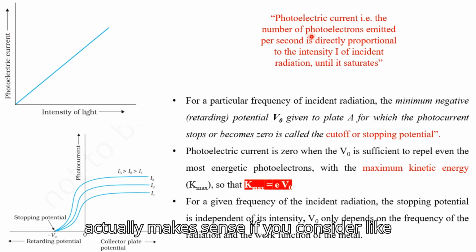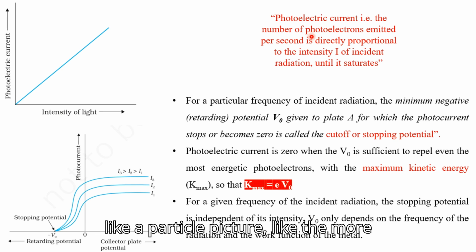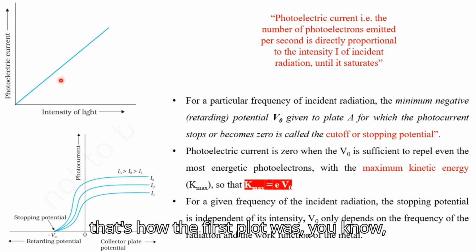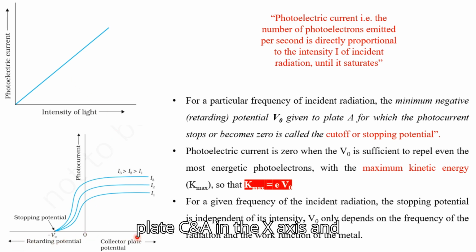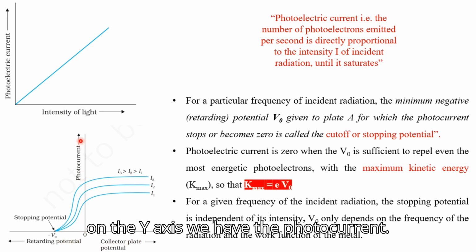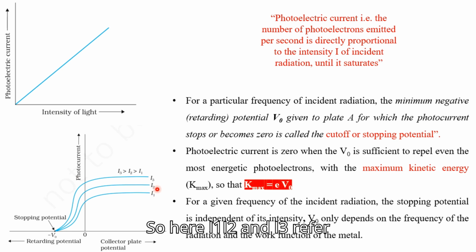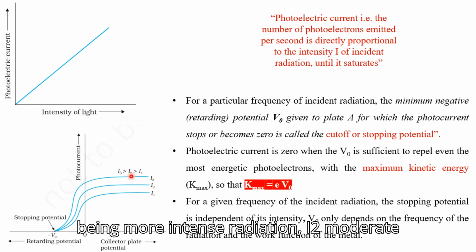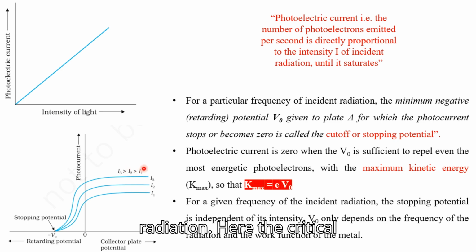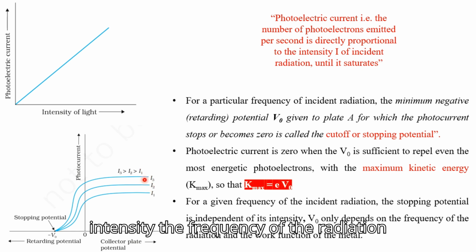This actually makes sense if you consider light in a particle picture. The more photons that are incident on the metal plate, the more photoelectric current is generated, which means it will increase linearly with the intensity of light. So that's how the first plot was explained. Now, if you look at the second plot, we have the potential between plate C and A on the x-axis, and on the y-axis we have the photocurrent. Here I1, I2 and I3 refer to the intensity of the radiation. I3 is the most intense radiation, I2 moderate intensity, and I1 the least intense. The critical point is that for all these three intensities, the frequency of the radiation is the same.